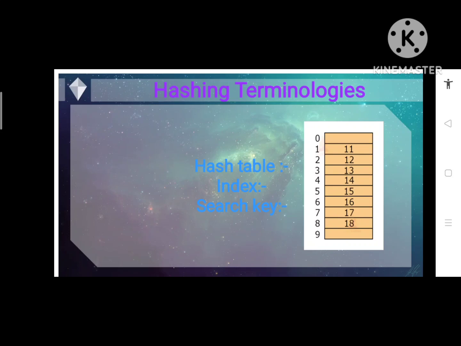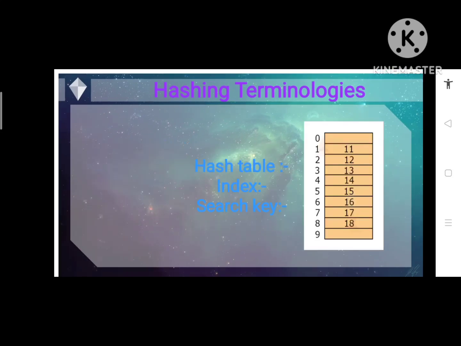Now you got clarity on what an index value is, what a search key is, and what a hash table is. The hash table is all these things included. All of these together are called the hash table. See, I wrote hash table, index, and search key. Let's get to the next slide.